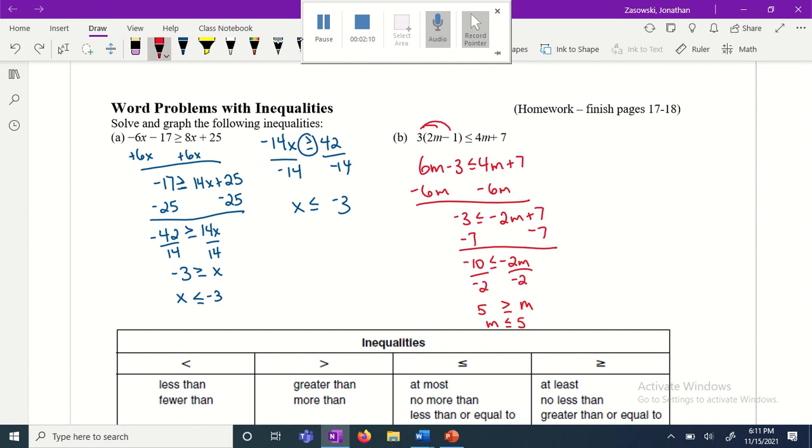If you move the 4 over to the other side, it would have been a little easier too. So just keep that in mind. You would have got 2m is less than or equal to 10 eventually, and then m is less than or equal to 5 after you divided both sides by 2. But I just wanted to focus in on that dividing by a negative here.